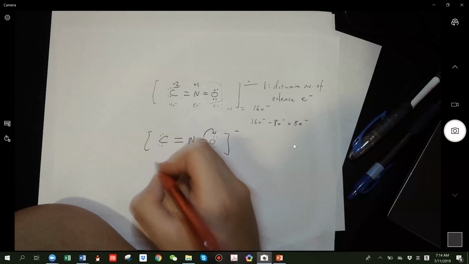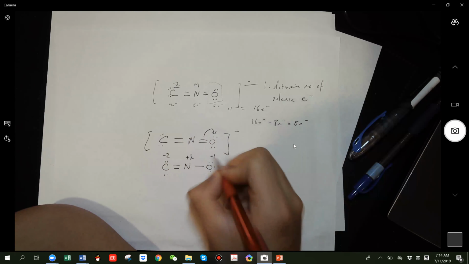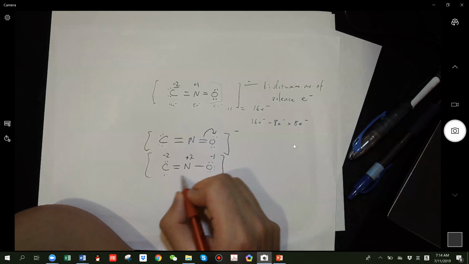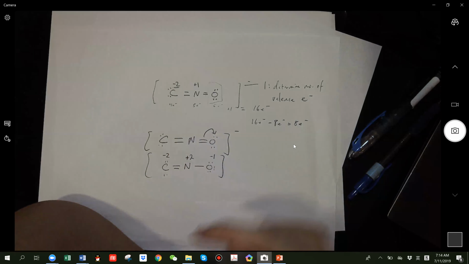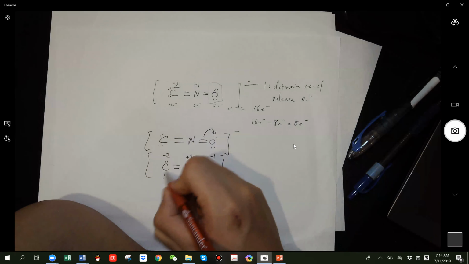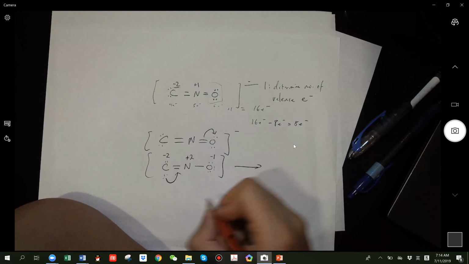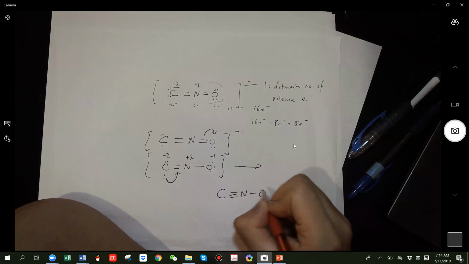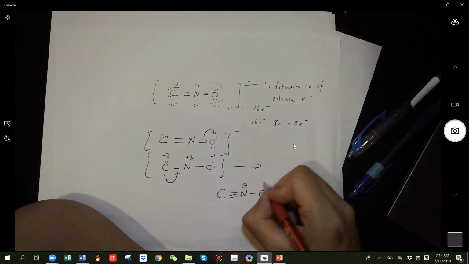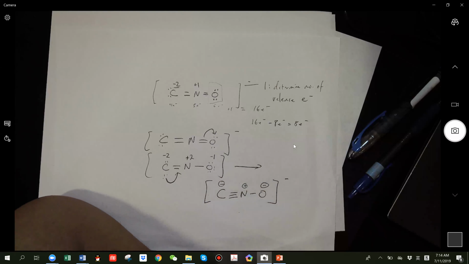Right. And then +2. But now this nitrogen has an incomplete octet. So how do we solve this? Well, we can move some of the electrons on the carbon to form a triple bond, which we will draw as this arrow. So C, N, O, +1, -1, -1, and the whole thing is negative, right?